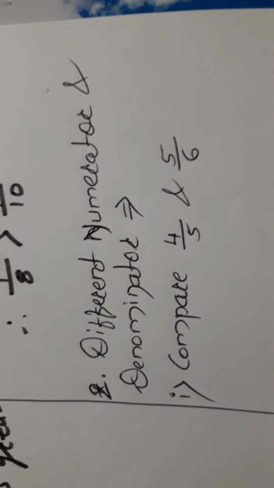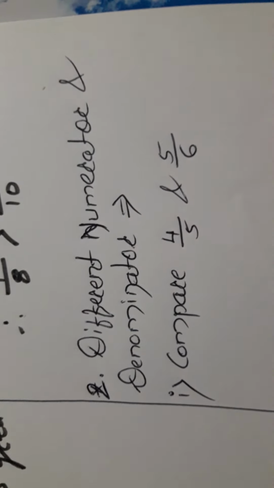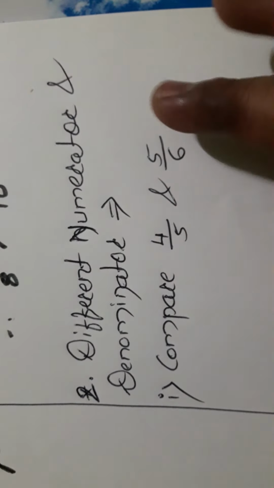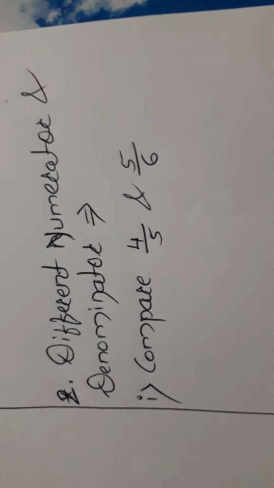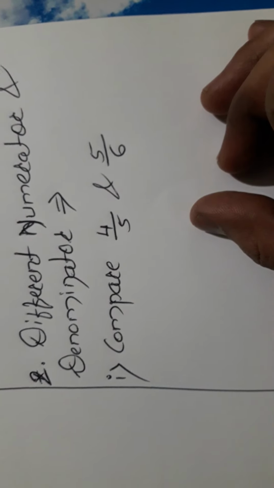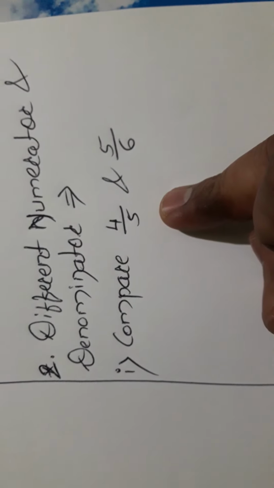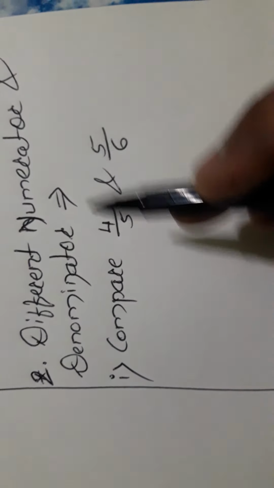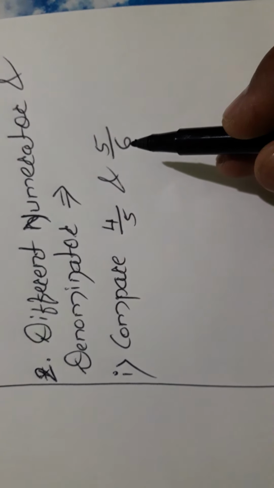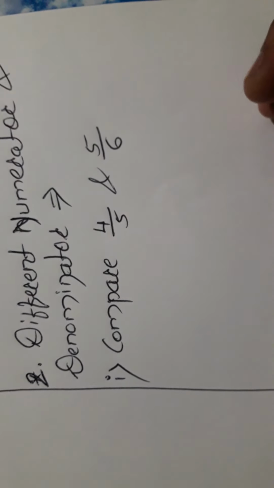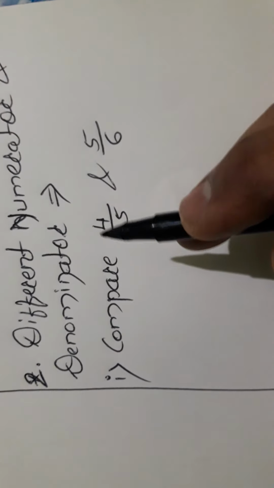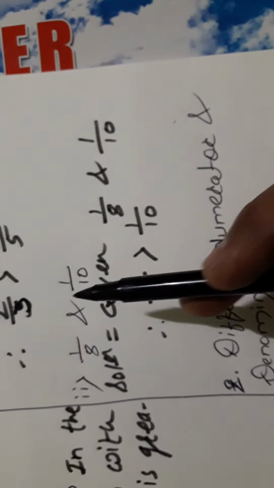Next, different numerators. If the given fractions are unlike, meaning denominators are different and numerators are also different, then what to do? Here we have to use one clue. See here. You have two options. First, you can make the numerators equal, or you can make the denominators equal. If you make the denominators equal, then those will be like fractions, and we can compare easily as before. If you make the numerators the same, then use the first method which we have studied.